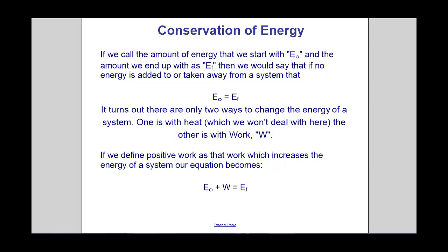All right, so we have the conservation of energy, and if you recall from class, we've got the original energy, which is our E naught, and we've got our final energy, E final, and we said that it's conserved, so it doesn't change unless work is added in, which is our W. So then we get that our original energy plus work gives us our final energy.